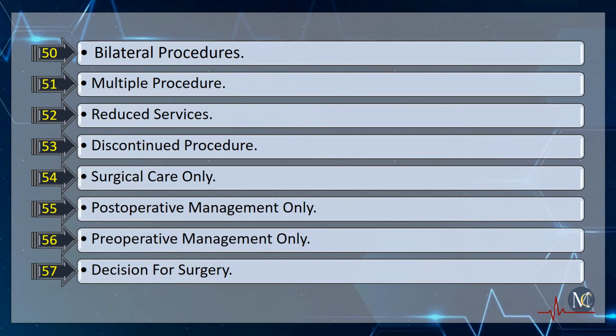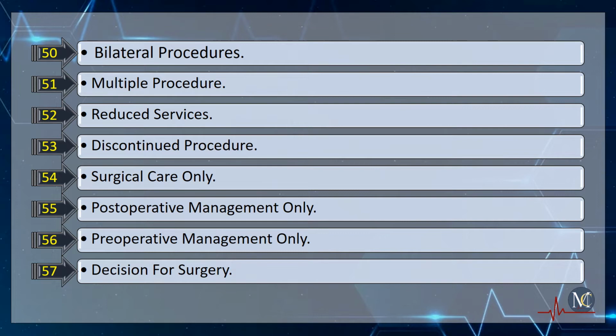Modifier 56 is used in the CPT coding system to indicate that a physician or qualified healthcare professional provided the preoperative management only for a surgical procedure. This means that the physician evaluated the patient prior to surgery, determined the need for the procedure, or managed the patient care leading up to the surgery.